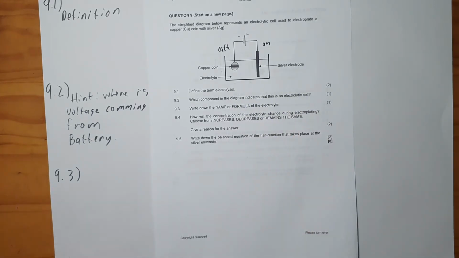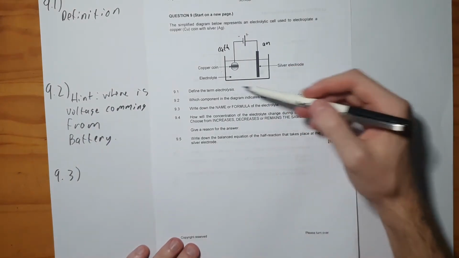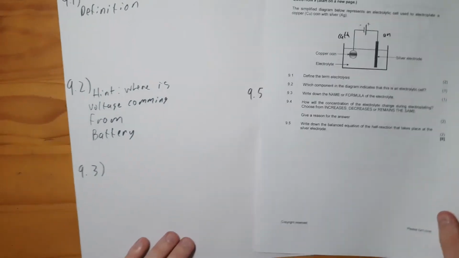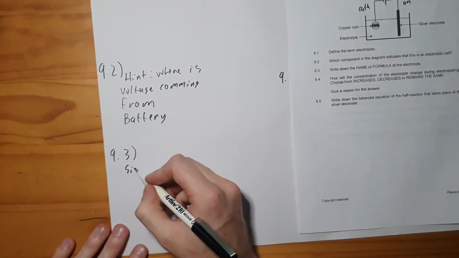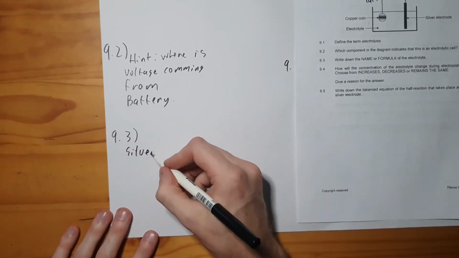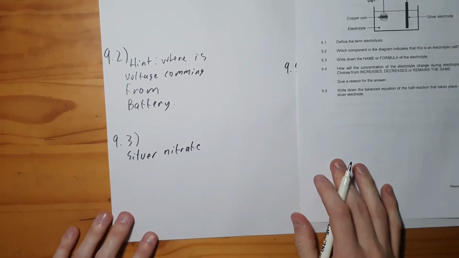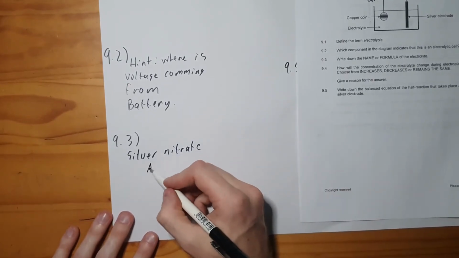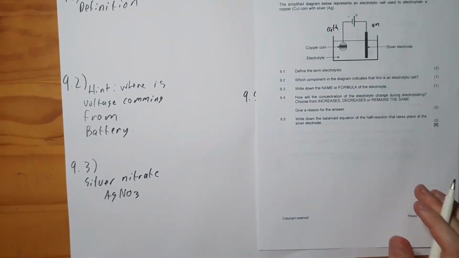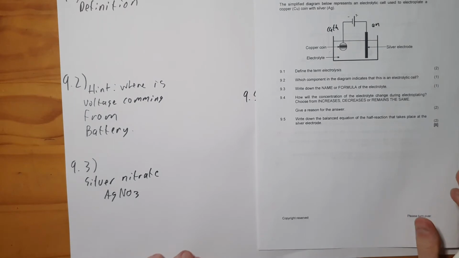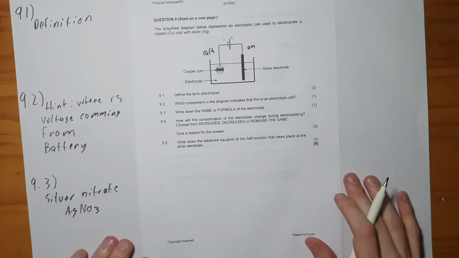Now there are quite a few that you would have had to study for this kind of cell, but the most common one used is silver nitrate. The formula for that is AgNO3. There are others such as silver ethanoate or silver fluoride, but silver nitrate is normally one of the easier ones to remember.